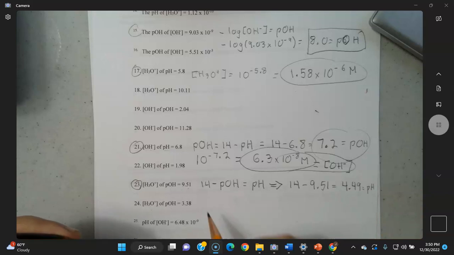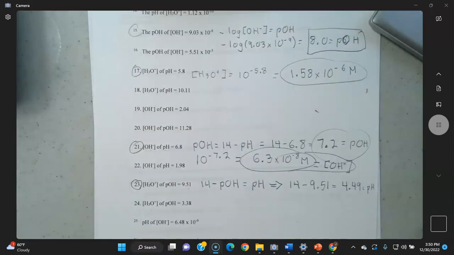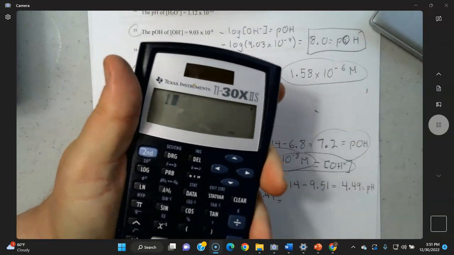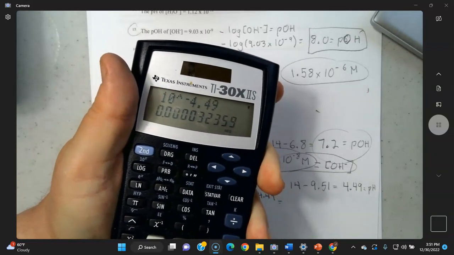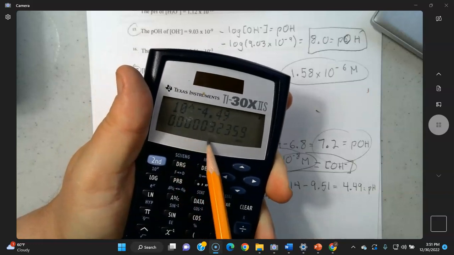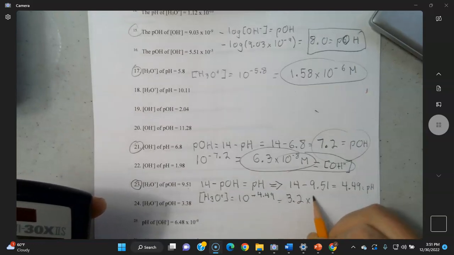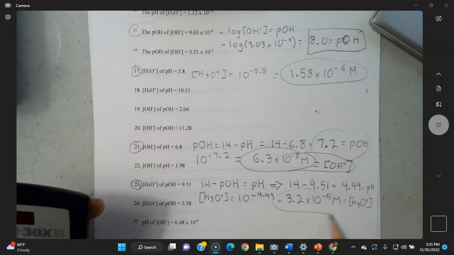All right, now we're going to come down here, and we're going to move from here up to here through this 10 to the minus pH. Okay, and we'll do that on our calculator. Okay, and that's going to be 1, 2, 3, 4, 5. So we're going to say 3.2 times 10 to the negative fifth molar equals the H3O concentration. And that's your answer right there.